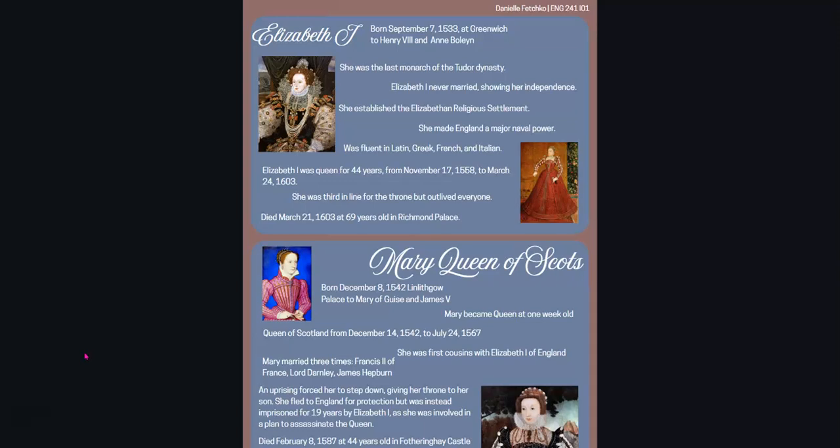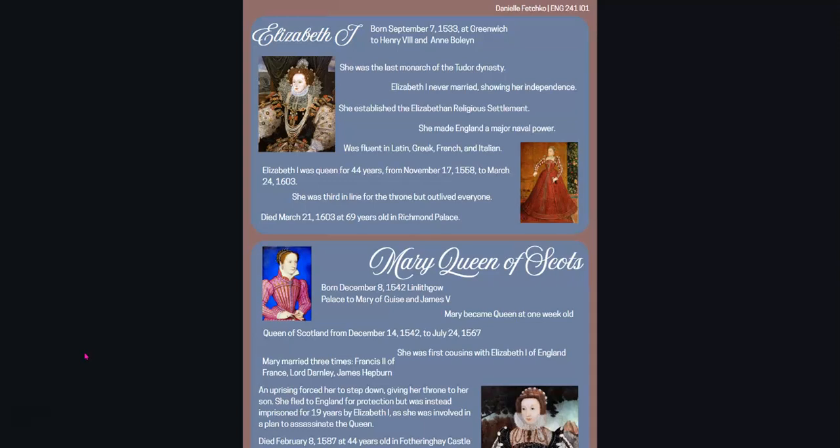Elizabeth was born on September 7th, 1533, at Greenwich, to Henry VIII and Anne Boleyn. She ruled for 44 years and was known during a time when women were rarely in power. She was known as the Virgin Queen as she never married, using her independence to control her own destiny and keep political power in her hands. She was known to be intelligent, well-educated, and politically savvy. She spoke several languages, including Latin, Greek, French, and Italian, and she was fluent in all of them.